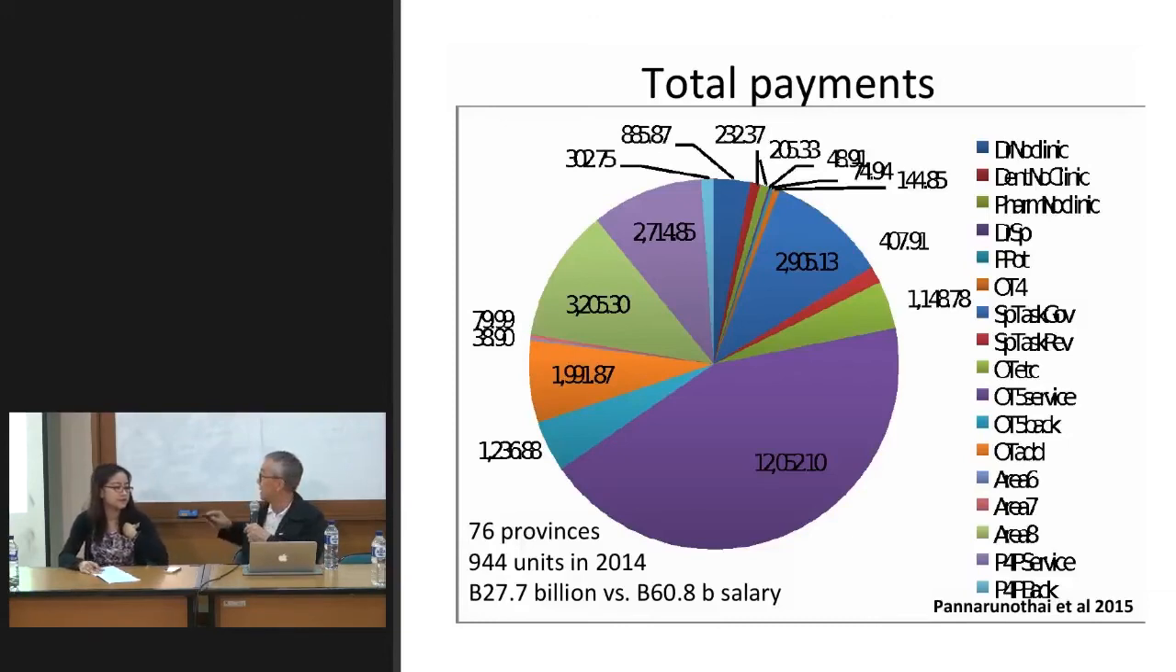OT service here. So we have several kinds of payment, and P4P is around here. So as I said, the P4P is not a very big portion. P4P for service and P4P for back office, because there is some criticism from people who work at the back office, like the finance people, who had not much gain from this criteria of payment.